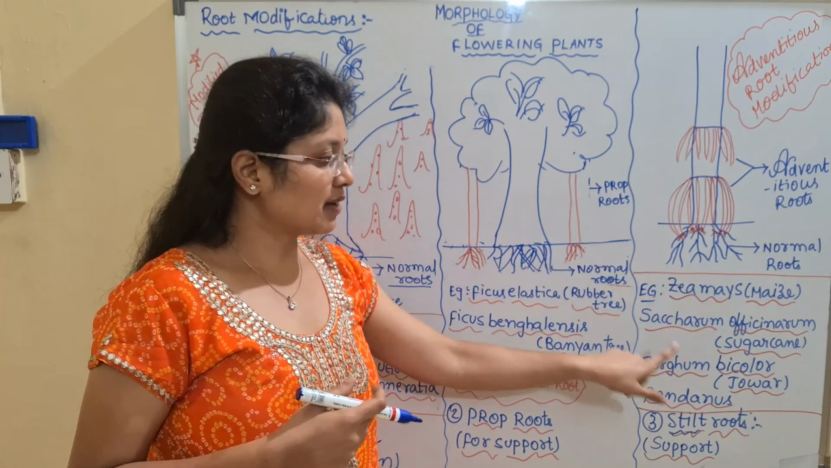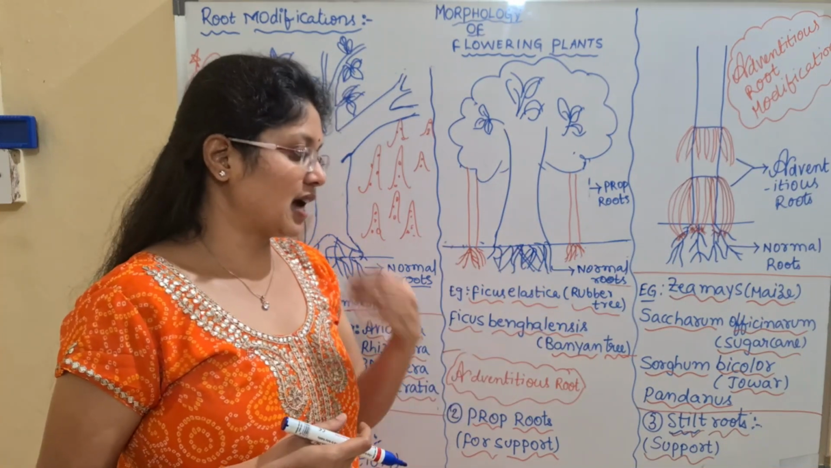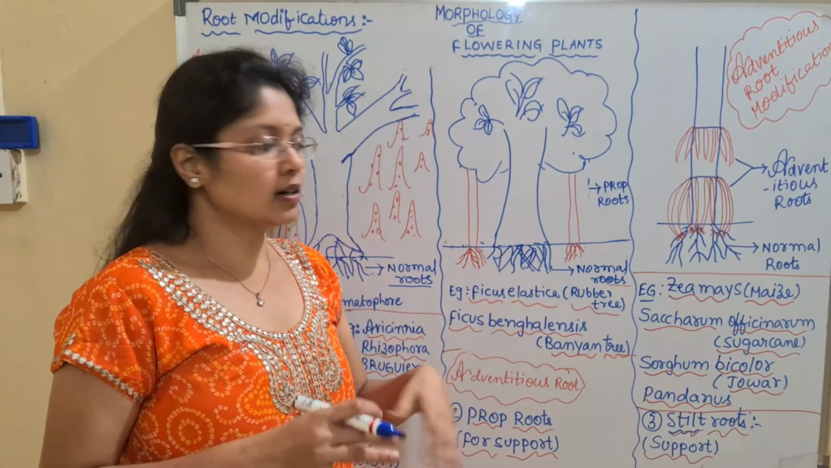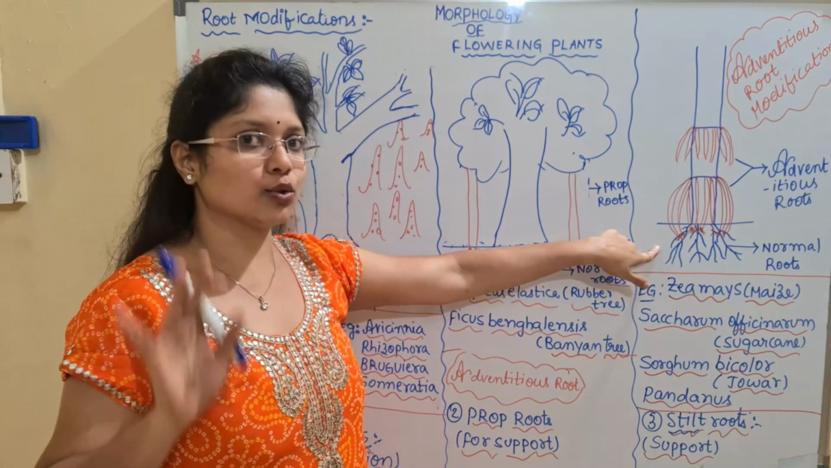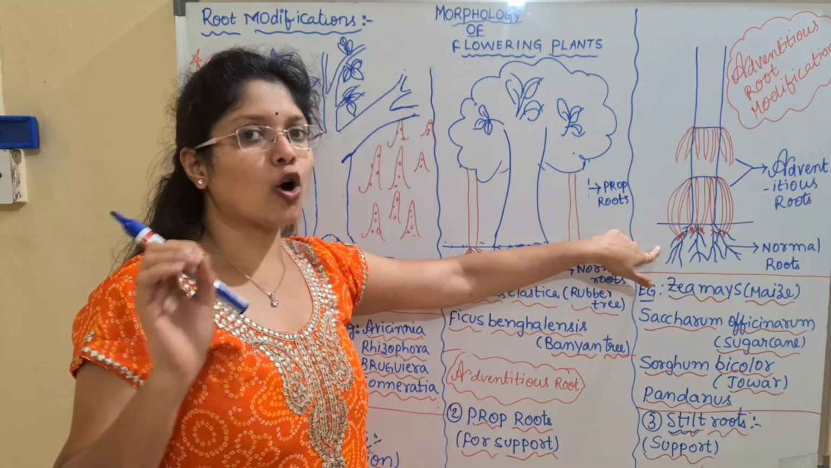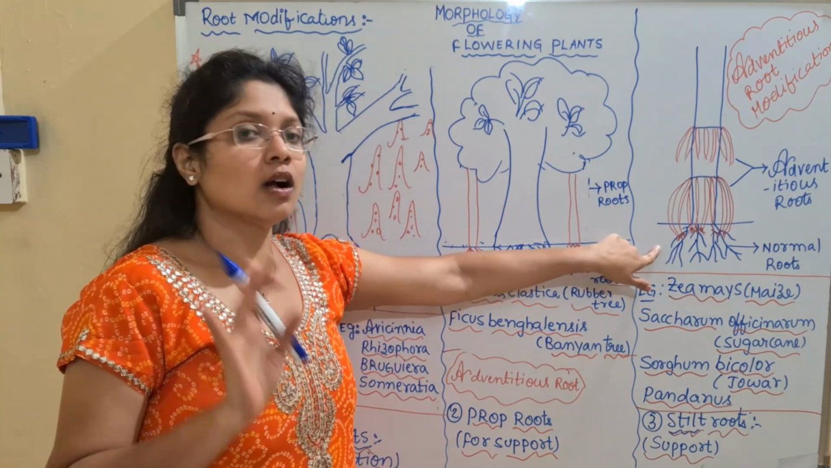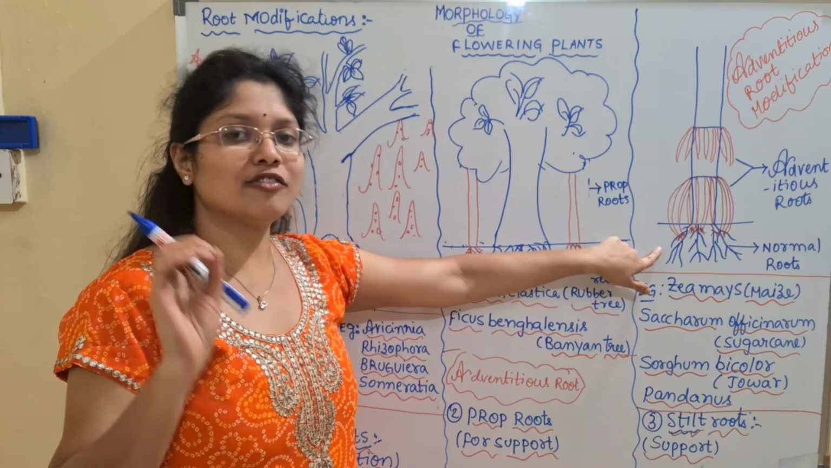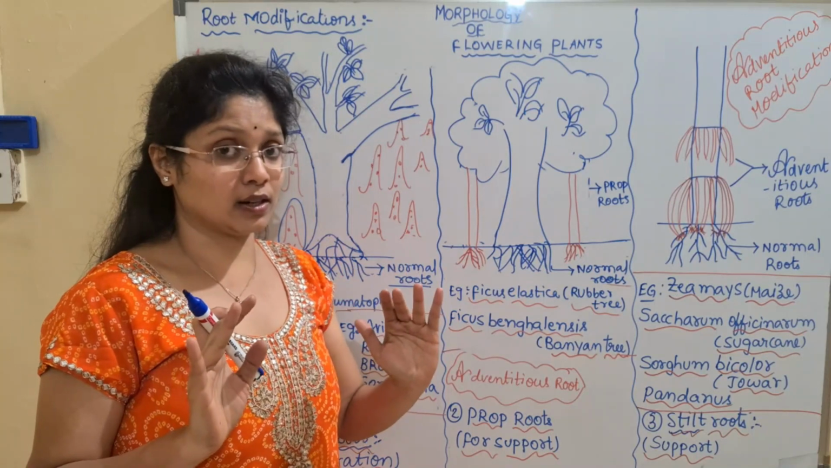So what are the examples I have given here? Zea mays means maize, sugarcane, we have jowar. All these plants mainly have this kind of stilt roots. So what are these stilt roots? We will see. First we will look into the normal roots which are present. What are the normal roots generally seen in grasses? Those are the fibrous roots. So we have underground fibrous roots here.